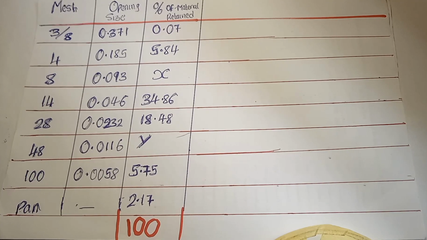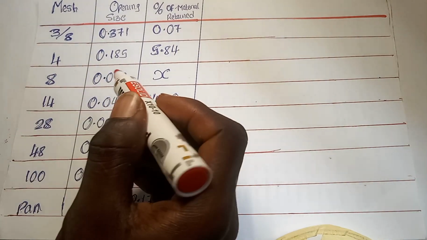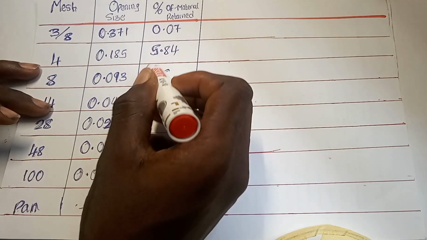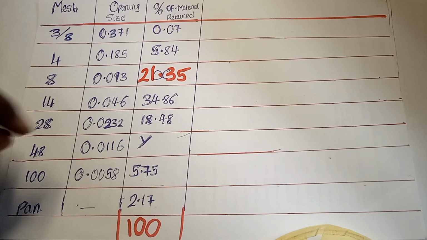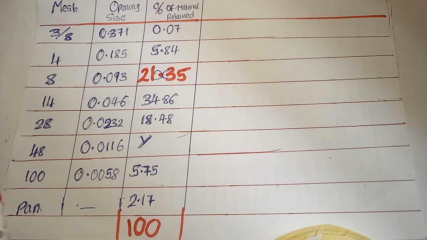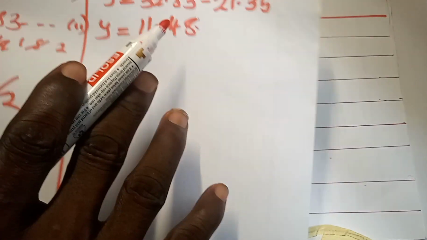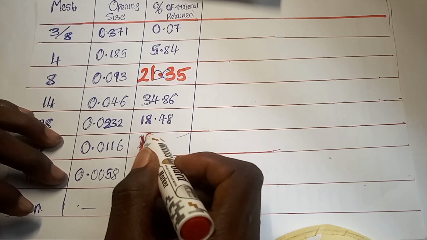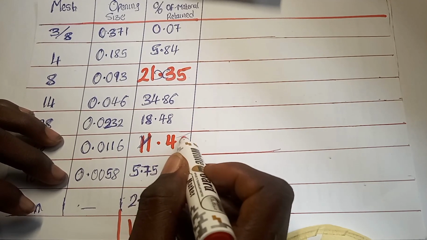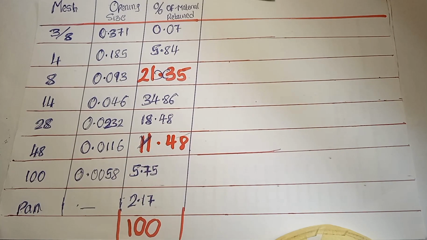So my x is 21.35, and my y is 11.48. Don't forget, 11 point 48. So that is the value of x and y. You have already gotten the value of x and y.